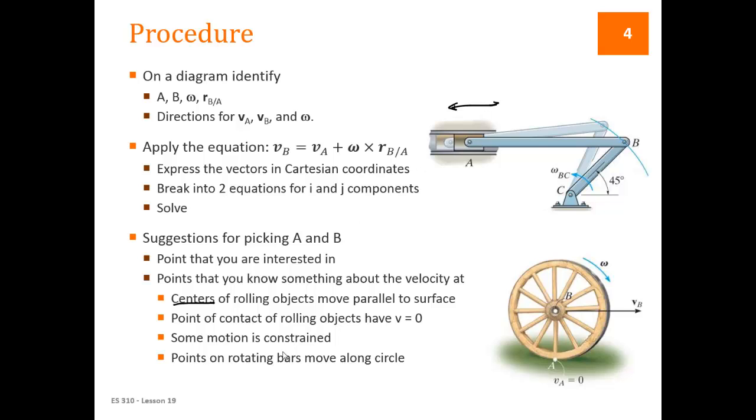And points on rotating bars move along a circle. So point B, which is on a rotating bar BC, moves along a circle. And so we know that the velocity is tangential to that circle, and so we have a direction of that velocity based on whatever angle we're at. So by picking one of those points, we have more information than just a magnitude to feed into this equation, because we have information about direction as well.